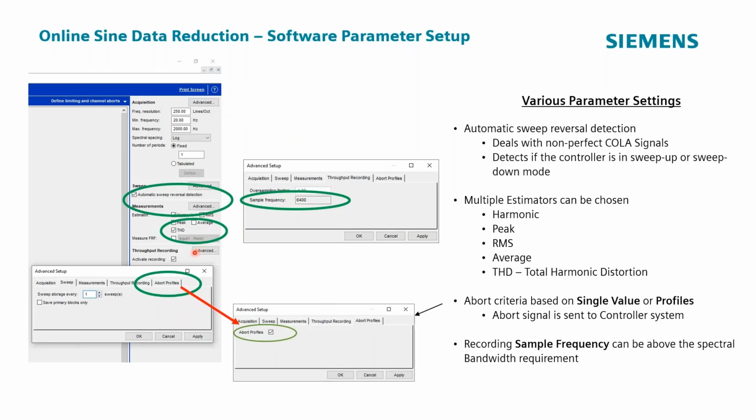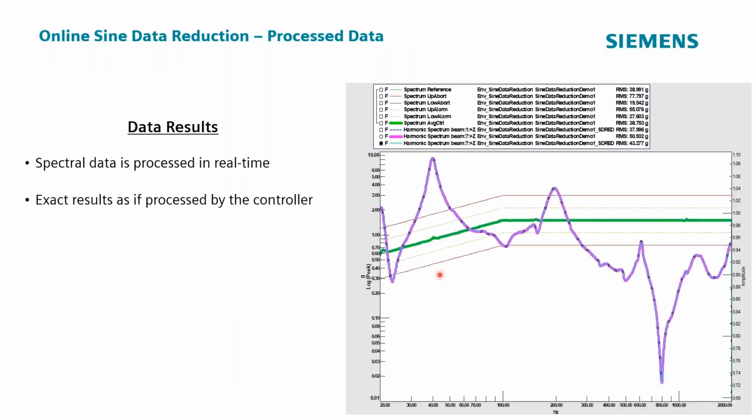So for the online sine data reduction, you set up kind of like a sine test that has all these parameters like the sample frequency and the estimator method. And one of the other things that's neat about the online sine data reduction instead of just recording is you can set abort profiles. What that'll allow you to do is if you have an abort profile in the secondary system that gets exceeded, it can send an abort signal to the controller to signal it to shut the test down. What you end up getting with sine data reduction is this processed spectral data in the same way as if it's processed by the controller.